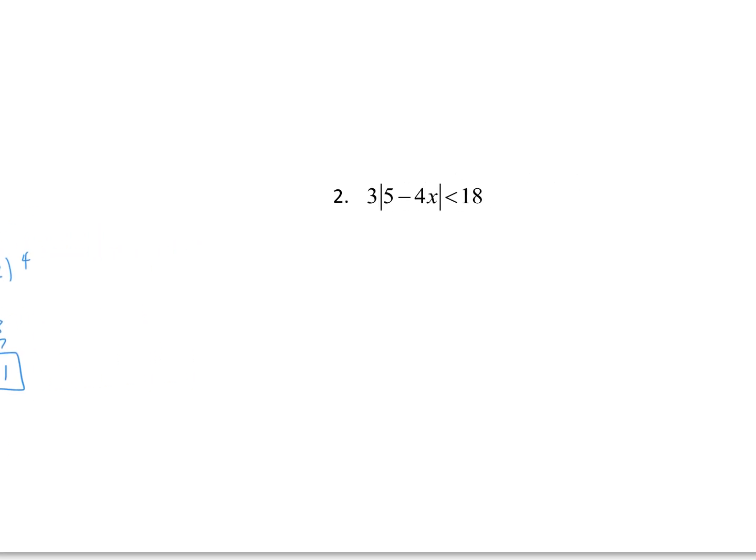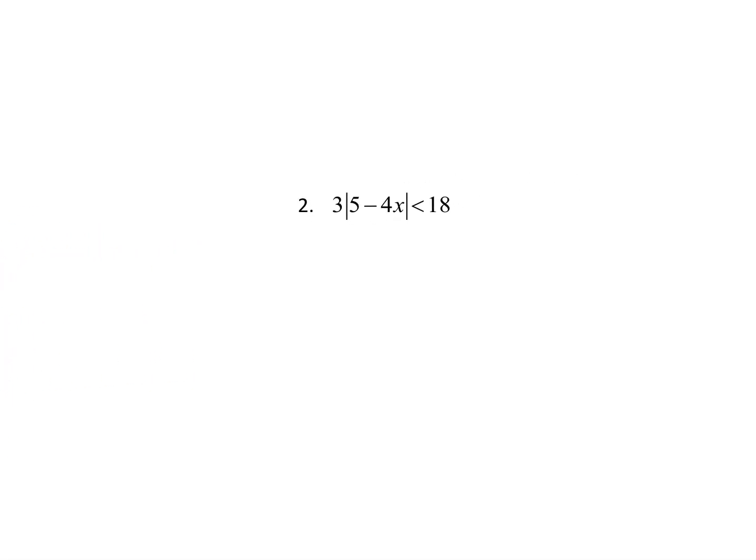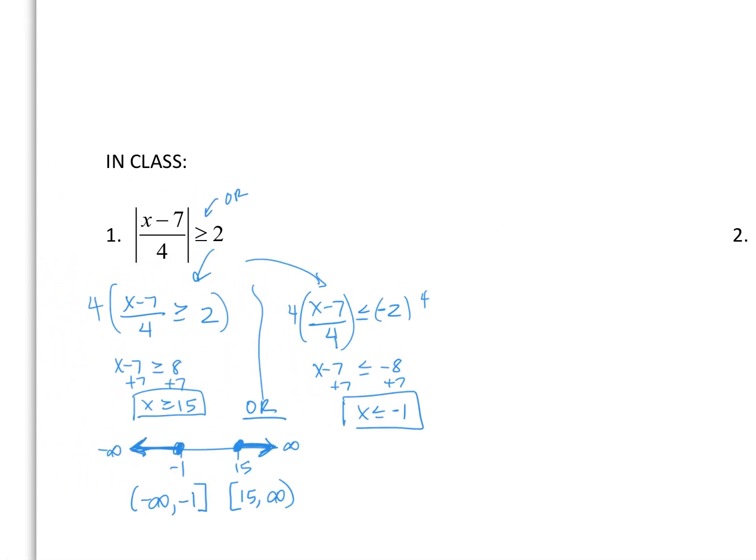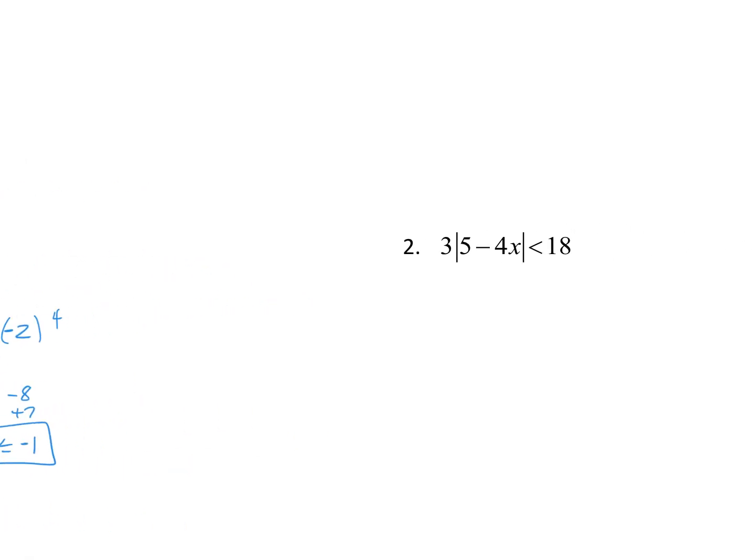All right, let's look at number 2. This is a less than question. Now, notice real quick on number 1, we started with an absolute value isolated, right? What's different over here? It's not isolated. So what do we have to do? We have to isolate the absolute value. So get rid of anything added or multiplied appropriately. In this case, we've got to divide both sides by 3 first.